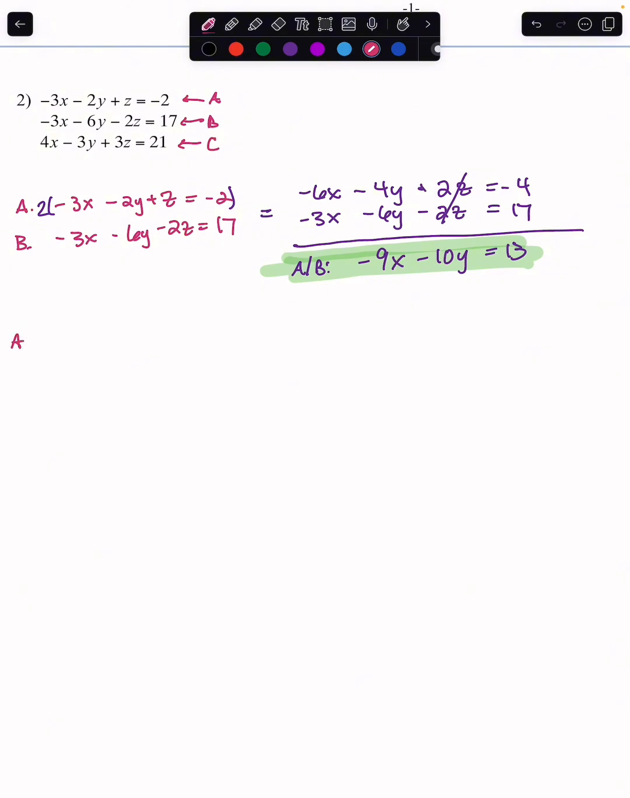So let me write it down again: negative 3x minus 2y plus z equals negative 2. And then C is 4x minus 3y plus 3z equals 21. Again, I'm trying to eliminate my z's, which means that for this one, I'm going to go ahead and multiply this top line by negative 3.